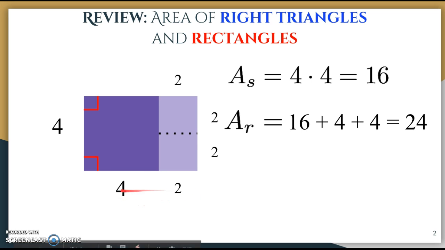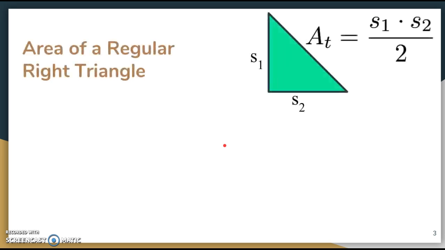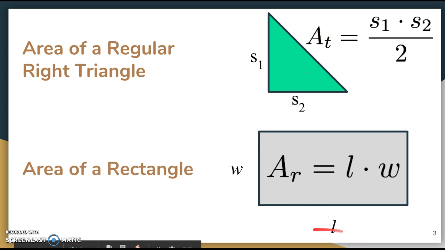24. But if you notice, here we have 4 and 2. 4 and 2 is 6, and 6 times 4 is also 24. So we can just multiply the length times the width to get the area of the rectangle. 4 times 6 is 24. So this side times this side, just like we would for a square, it works exactly the same way. So we know that the area of a regular right triangle is side 1 times side 2 divided by 2, or half of side 1 and side 2. And the area of a rectangle is the length times the width. So this side times this side.